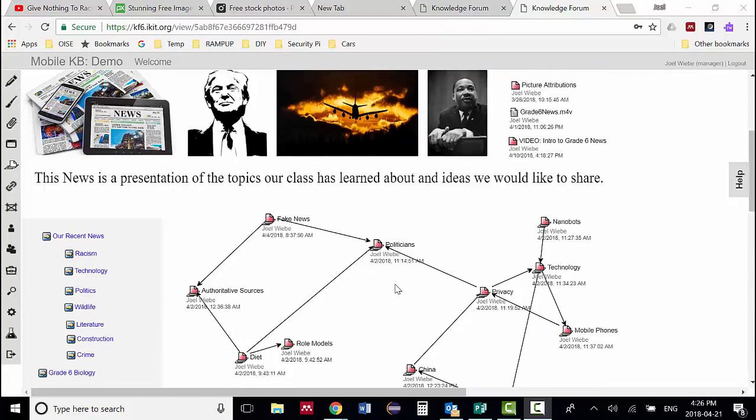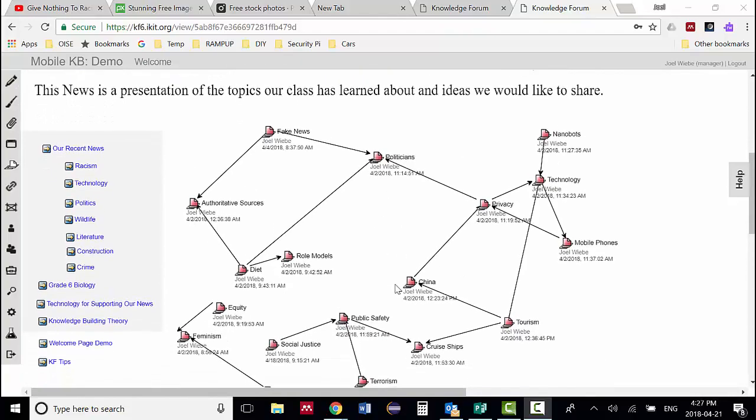What I've done here in the center of the page is, on a very high level, referenced the different concepts that have been discussed. So maybe fake news, politicians, role models, diet. And so this at a very high level summarizes what's been talked about.